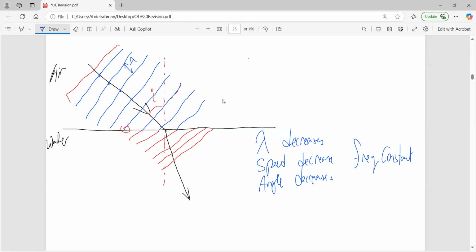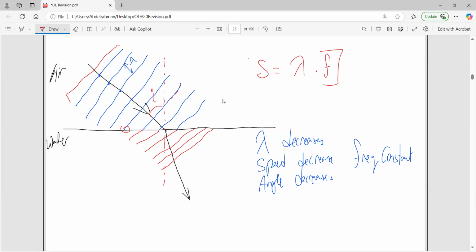Therefore, if a light, for example, is moving from air to water, its frequency will remain constant, but the wavelength and the speed will differ. Why? Because we have an equation: speed equals wavelength times frequency. Frequency is constant, so as you decrease the wavelength, the speed also decreases. They are directly proportional.